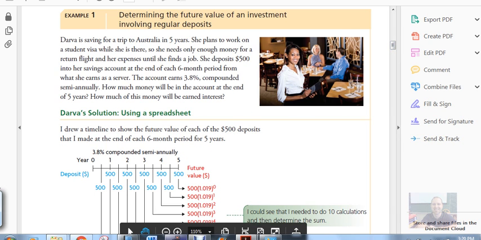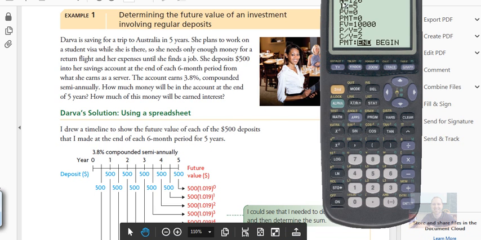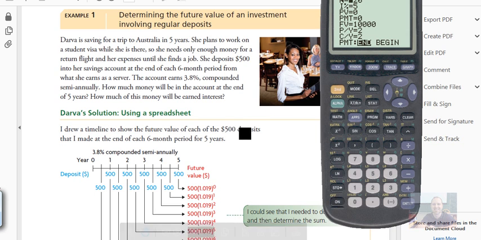So on your calculator, while we do need to know the N, the number of compounding periods is 5 years times 2, right? So this is not for this question. So 5 years times 2 is 10 compounding periods. The interest rate, so plug these into your calculator as well, see if you can do it on yours, is 3.8.